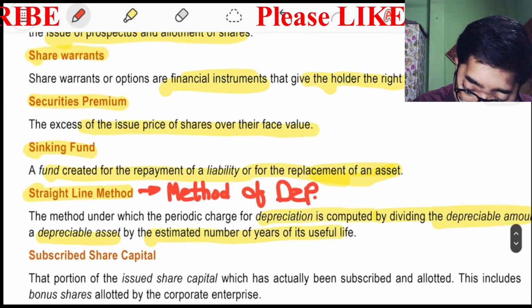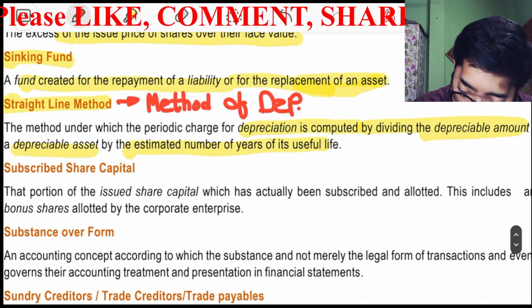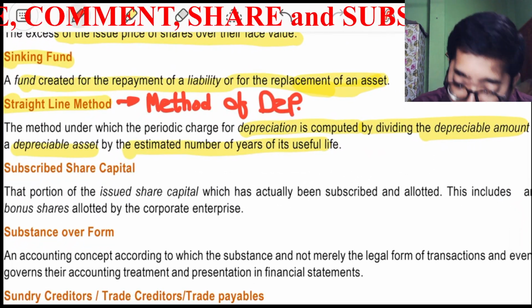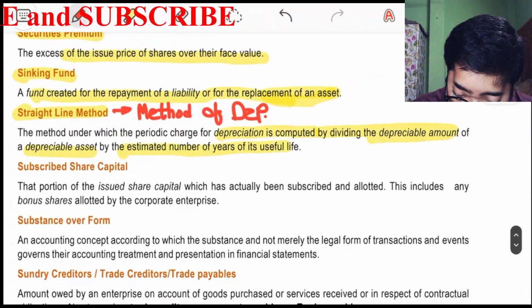Straight line method is a method of depreciation. Our next topic is subscribed share capital. Subscribed share capital is that portion of share capital that is subscribed by the shareholders.